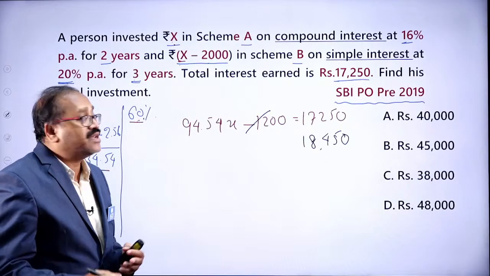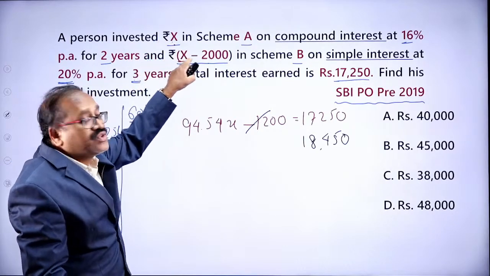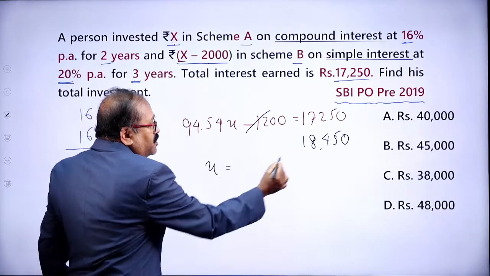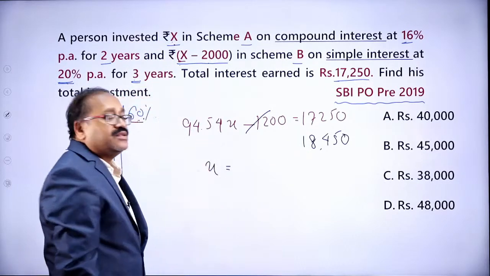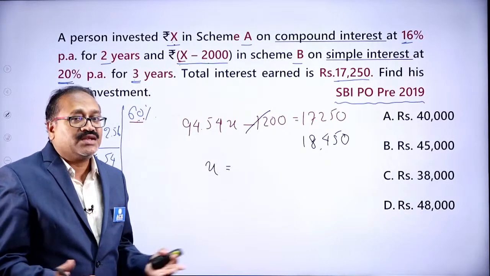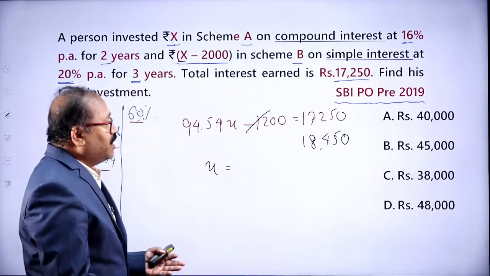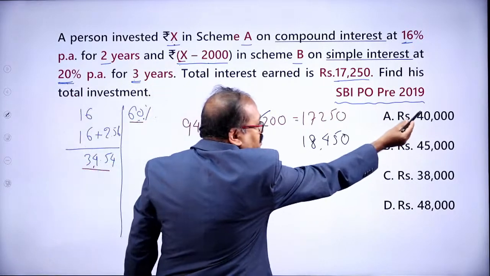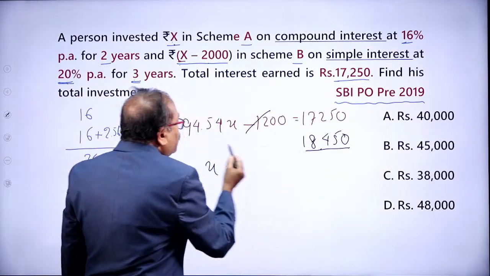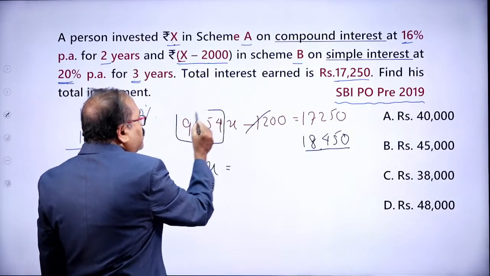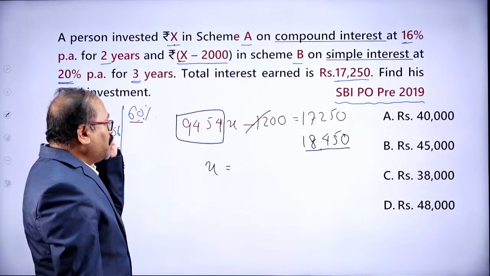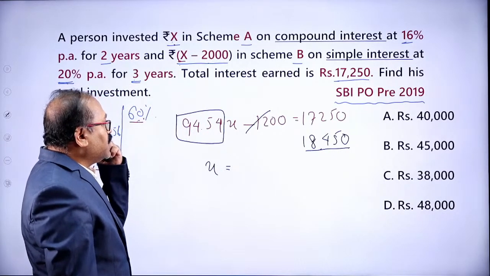And once I get the x, I will get the x plus x, 2x minus 2000. So the x will be equal to this number divided by this number, 94.54. That's over, my friends. So now, as you notice that all the options are with the last zeros, that means this number will definitely get cancelled by this number. Definitely get cancelled. So let's check how many times it is getting cancelled.